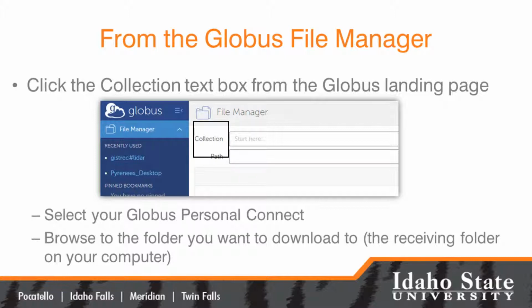From the Globus file manager, now you're logged in, you're going to click this collection text box right here, from this Globus landing page when you first log into it. And here you're going to select, or if it's your very first time using this, you're probably going to have to type in, that Globus Connect Personal. This would be Pyrenees Desktop for me. And then you're going to use the path text box right here to navigate to the folder on your computer where you want that LIDAR data downloaded to.